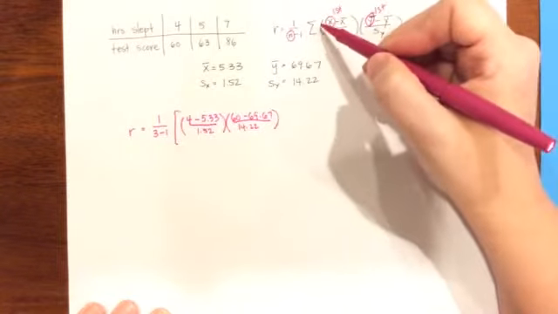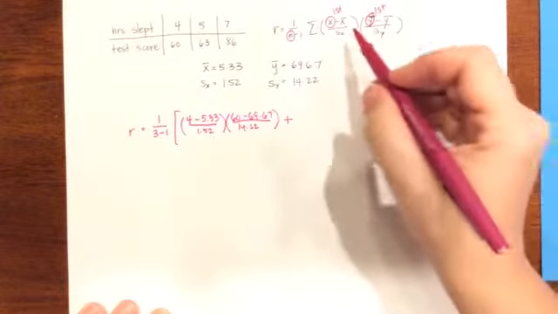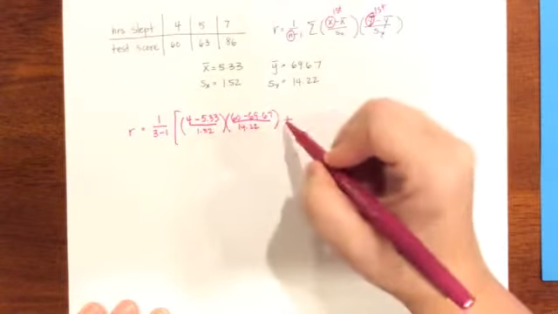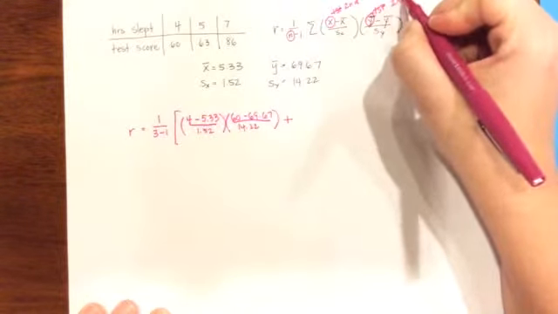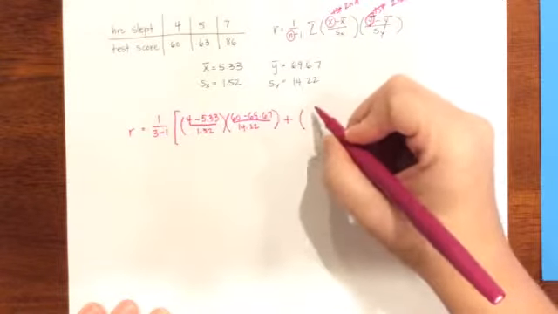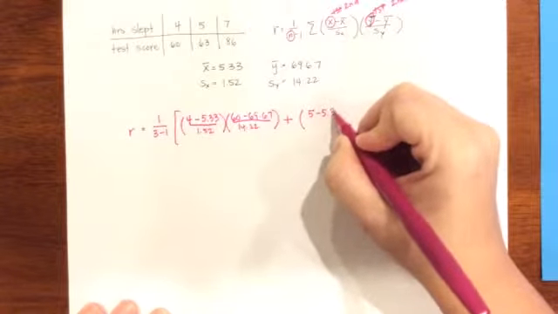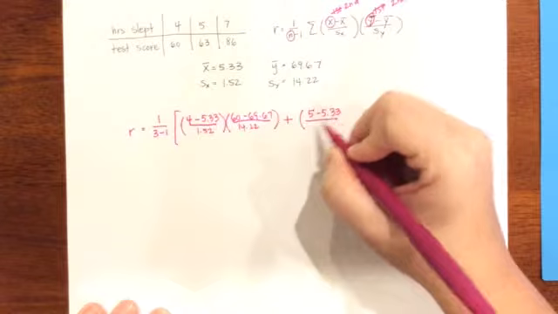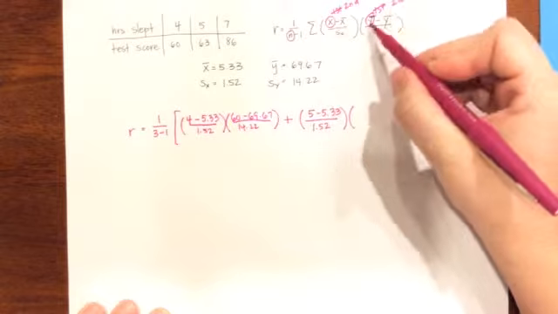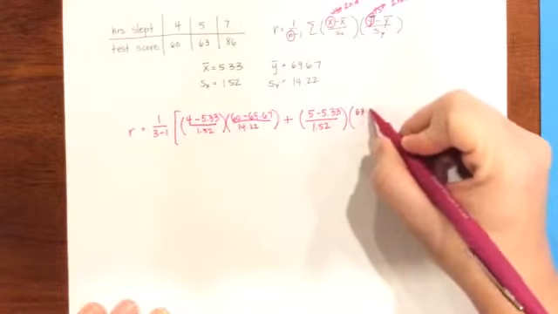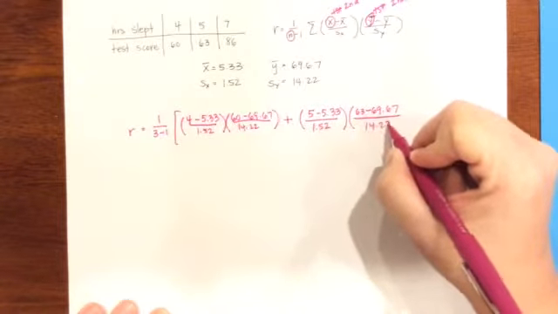And where does this come in? Well, this comes in right now. Sigma means sum, which means plus. So now we're going to take what we just did and add it to the second term. I'm going nice and slow for the video so you can see where I'm getting these numbers. The second x was 5 minus 5.33 over the standard deviation, which was 1.52, times the second y, which is 63 minus 69.67 over the standard deviation, which is 14.22.